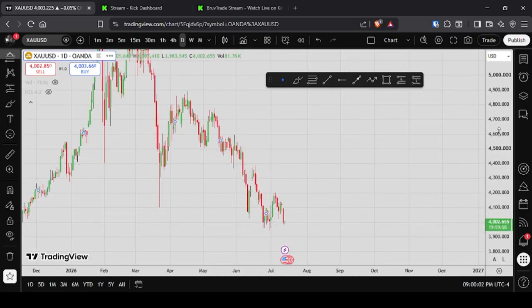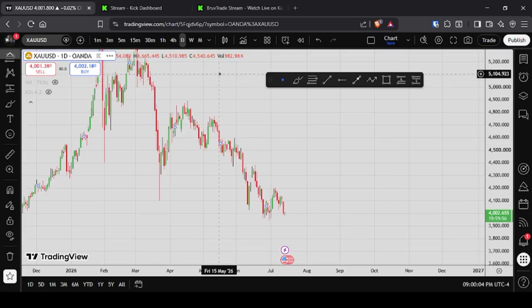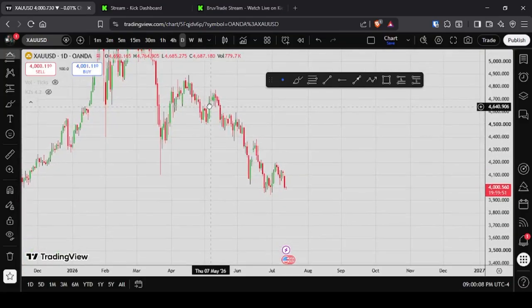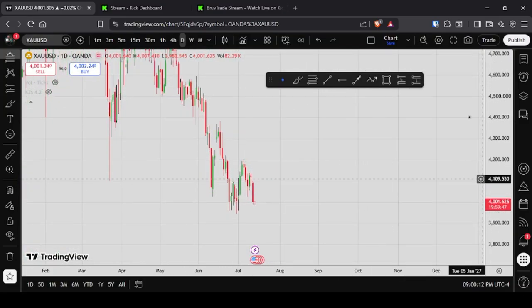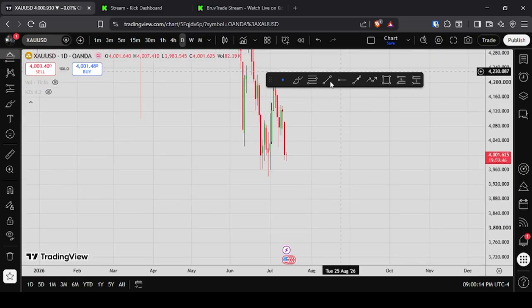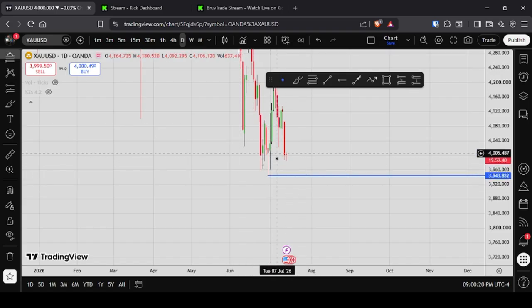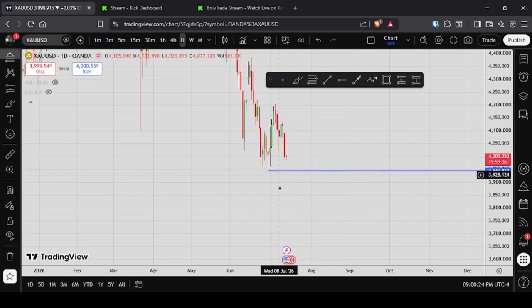As you can see, I opened gold's daily time frame chart. It has a clean downtrend going on. There is a major liquidity point right here. Gold is reaching its liquidity swing low right here.